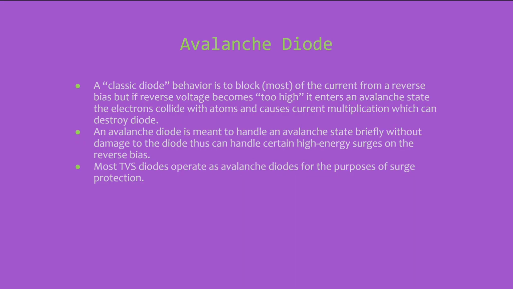Then we have avalanche diodes. Now, I've told you about how a classic diode, if you put too much current in reverse bias, enters an avalanche state. Electrons collide with atoms, causing current multiplication, which can destroy the diode. An avalanche diode is meant to handle an avalanche state relatively briefly without any damage to the diode. So it's made to handle certain high energy surges on the reverse diodes. Transient voltage diodes operate as avalanche diodes for the purposes of surge protection, for example.